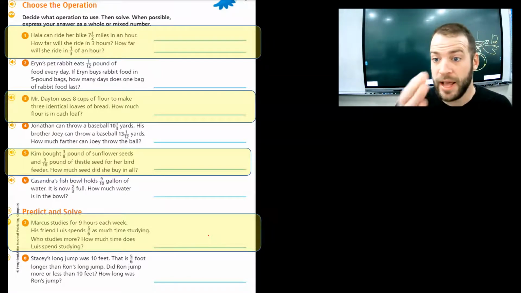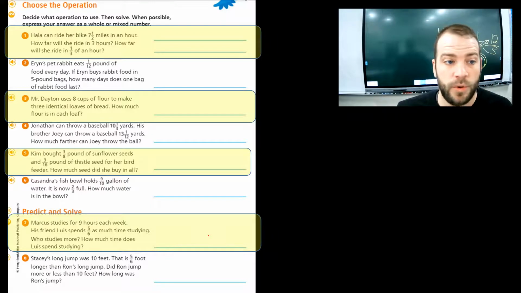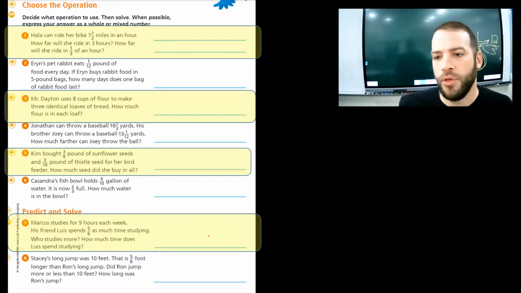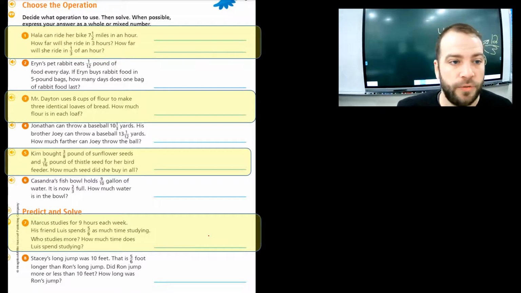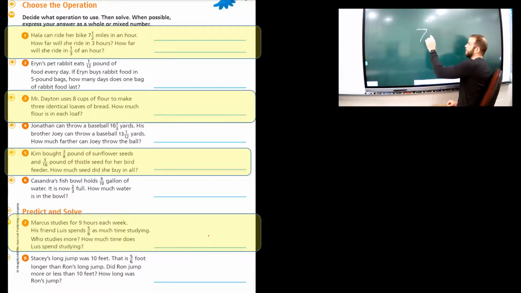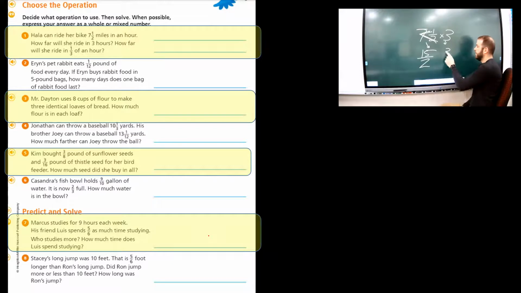So we want 7.5, 7.5, 7.5. How far will she go in 1/3 of an hour? Ooh, we only want 1/3 of 7.5. Both of them are multiplication. So first, let's say 7.5 times 3. We have to turn these both into fractions, right? 7.5 is a mixed number, so we want to turn it all into halves. 7.5 would be 15 halves. And then 3 would just be 3 over 1.